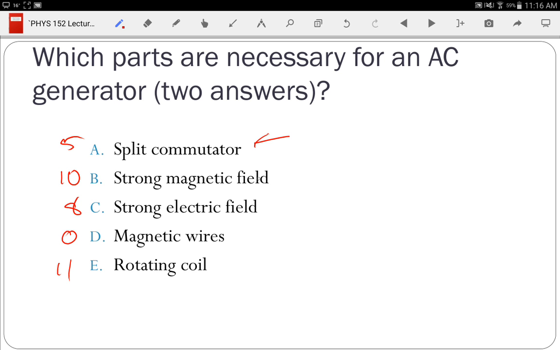What would the split commutator do? That would give you a DC generator. So the people who answered that, you weren't off in left field. You were just, that's the DC case.